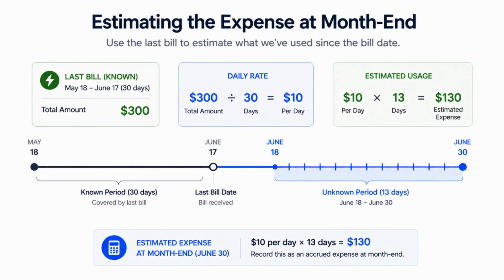So you use your last bill as a reference. Let's say that the last bill was $300. You've covered 30 days. That gives you $10 per day. Now apply it to the current period. June the 18th to June the 30th represents 13 days. So you'll have 13 times the daily rate of $10, which equals $130. That's your estimate.